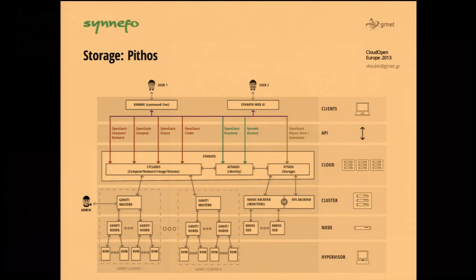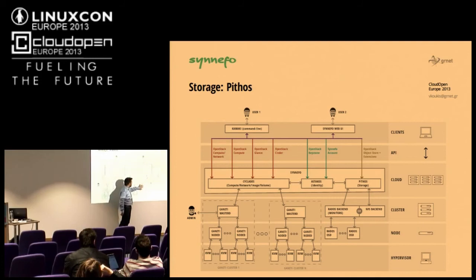It's this part here, and the backend that stores the actual objects. We've got two drivers. One is an NFS-based driver, so you can use your existing infrastructure. One is a Rados-based driver, so you can run over Ceph.